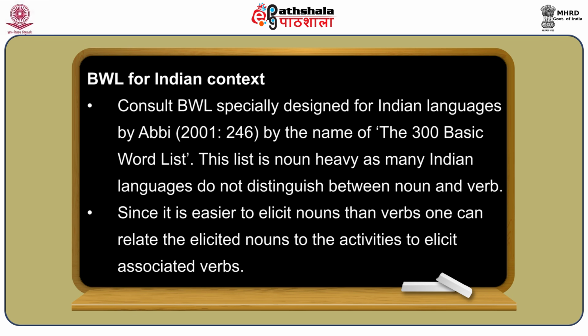In addition to the BWL, the basic word list, I have also given a basic word list for Indian languages, and you may consult ABI 2001, page 246, by the name of 300 basic word list. This list is noun heavy, as many Indian languages do not distinguish between noun and verb, as we just saw, and the verbs can be easily derived from nouns by various strategies that we also saw.